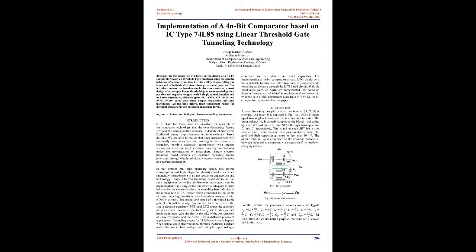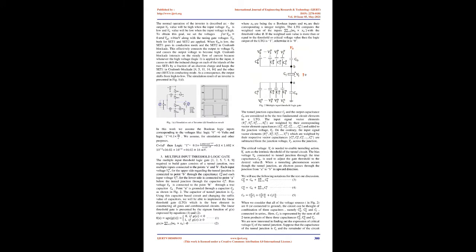1. Introduction. It is clear to those involved in research in semiconductor technology that the ever-decreasing feature size and the corresponding increase in density of transistors facilitated many improvements in semiconductor-based designs. We are able to realize that such improvement will eventually come to an end. To ensure further feature size reduction, possible successor technologies with greater scaling potential like single electron tunneling are currently under investigation by researchers. Single electron tunneling based circuits are centered around tunnel junctions, through which individual electrons can be tunneled in a controlled manner.